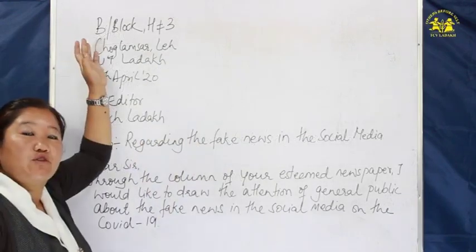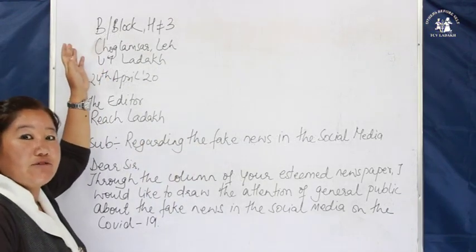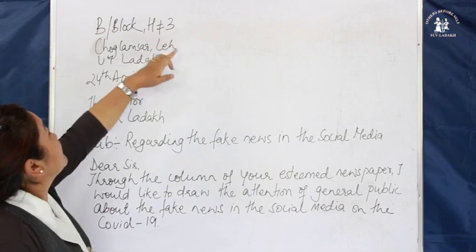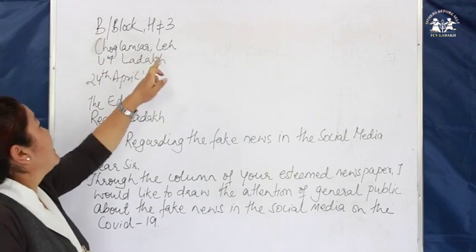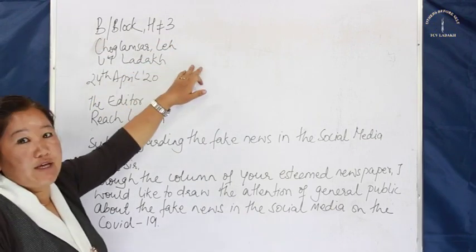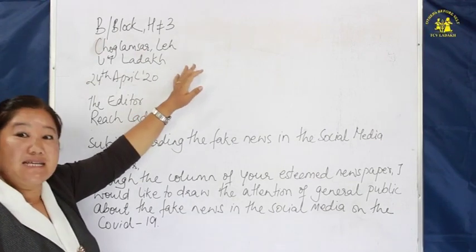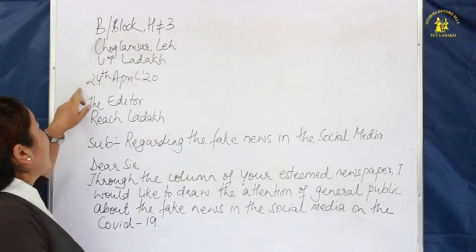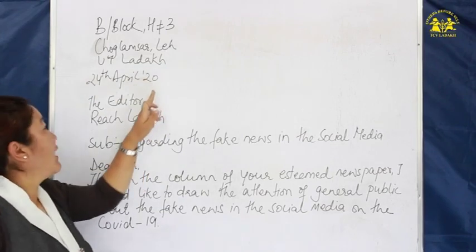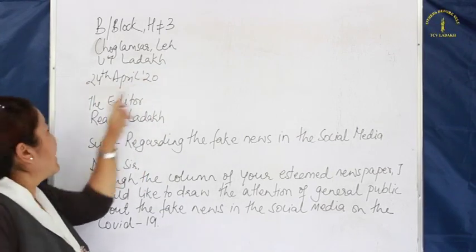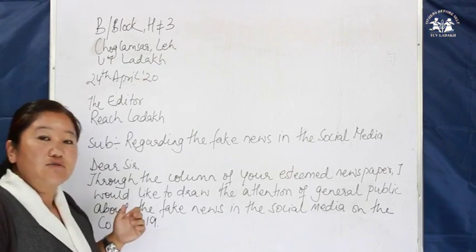As we have discussed before, the first address should be the sender's address. So B block, home number 3, Choklam Sarle, UT Ladakh, and you have to keep a gap over here, a one-line space or a two-line space. It would be better if you keep at least a one-line gap, and then you have to write the date, and after the date you have to keep a space, and then write the receiver's address.